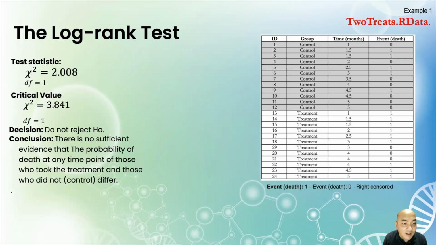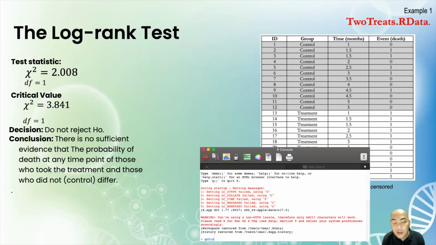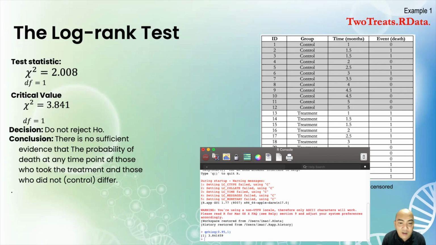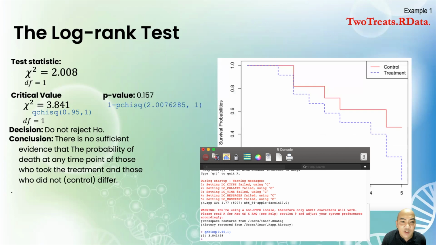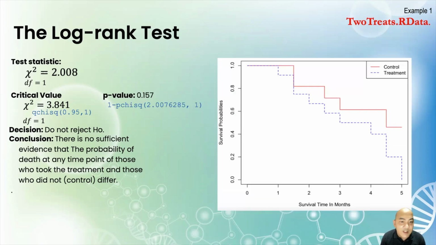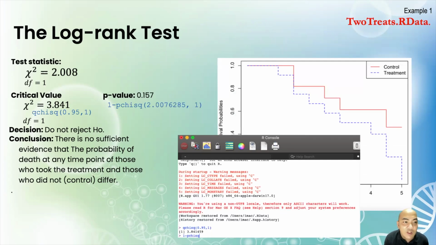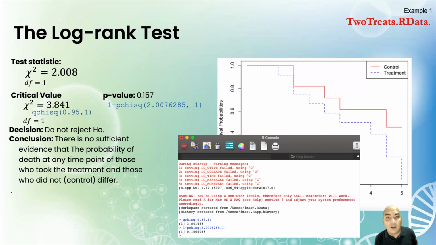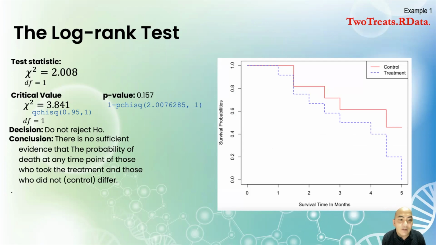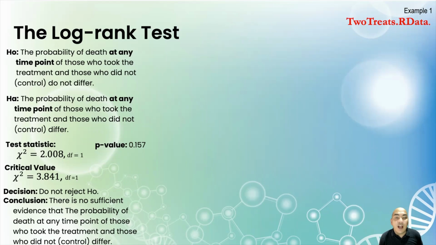And of course, the critical value is calculated in R using qchisq(0.95, 1). And we may get the p-value as well as 1 minus pchisq, and then the test statistic, which is 2.008, comma, and then the degrees of freedom, which is 1. And that p-value is 0.157. And since that is greater than the level of significance, which is 0.05, then still we're not going to reject the null hypothesis. Now, that is the manual calculation involving the log-rank test.